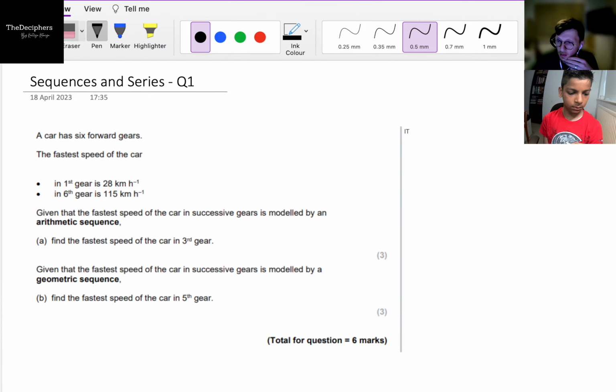Quite commonly, sequence series tie in these modelling questions where they apply sequence series to real life questions. For example, you get a lot of geometric sequences in financial situations like compound interest, but this is an interesting one about an arithmetic sequence and the speed of a car in its gears. So how would we find the fastest speed of the car in third gear, Cordelia?